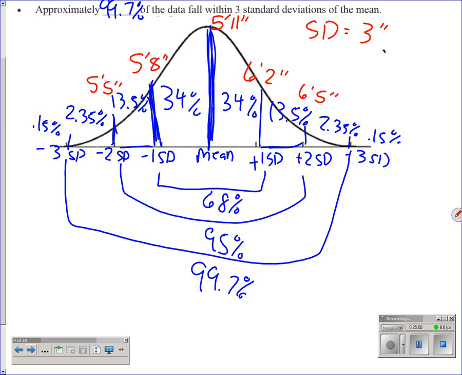But here's the best one. If I add 3 more inches, that's 6'8" and 5'2". I don't know many adult males that are shorter than 5'2", and I really don't know that many that are taller than 6'8". So almost 100% fall within that. I mean, unless you go to an NBA game or something. Or I don't know what the reverse of an NBA game would be, to be fair.